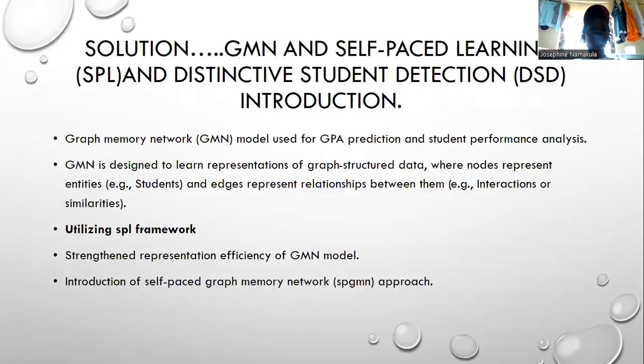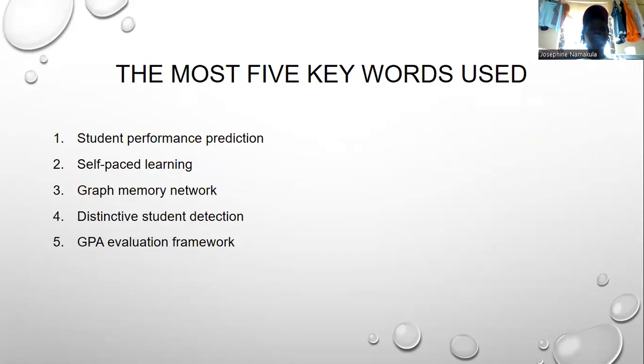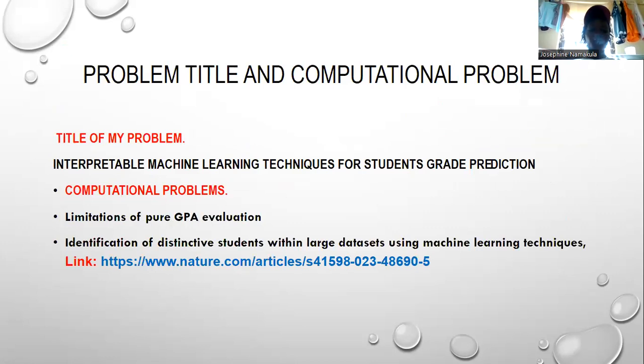What I can say as my conclusion is that the paper focuses on the limitations of pure GPA evaluation and the identification of distinctive students. The distinctive students were those students with completely different learning characteristics, and they refer to those students as the students who learn really poorly.